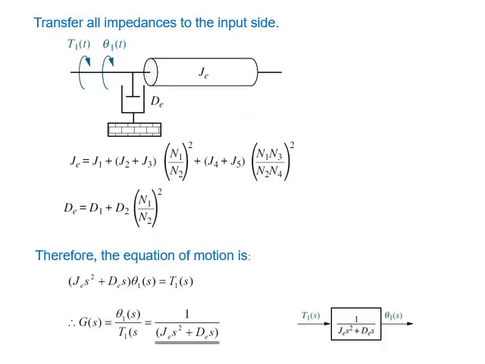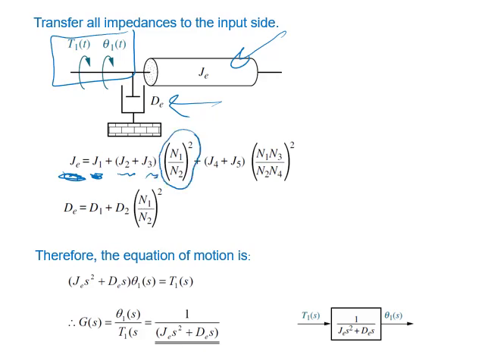So this is the result here. This is J equivalent, meaning reflected, and this is D equivalent, reflected to the shaft of T1 and theta 1. So how is the reflection done? We said J equivalent is equal to J1, because it's not reflected, added to J2 plus J3 into N2 over N1 squared, because these two are to be reflected, plus J4 and J5 reflected twice. So he takes the items one by one.